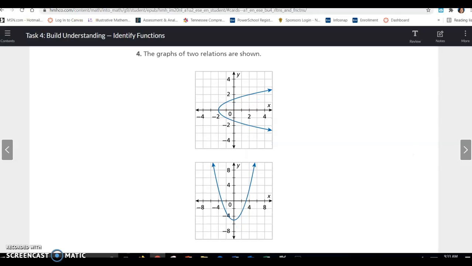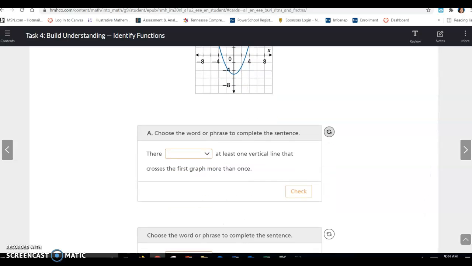All right, so you can see the first graph here. If I use a vertical line like my pencil and I go across, it's going to cross 2 points at once. That means this relation is not a function. If I use a vertical line or a pencil or anything that can represent a vertical line, if I go across here, it's only going to hit 1 point at a time. So that means the second graph is a function.